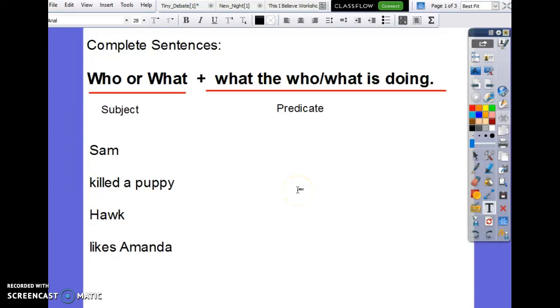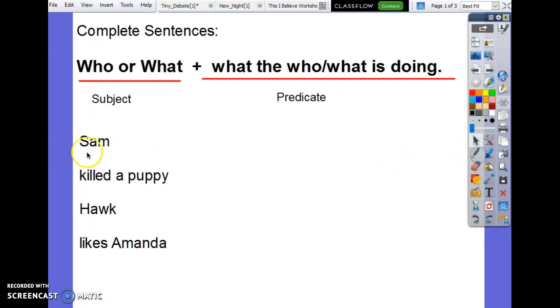Let's talk about complete sentences. Every sentence has to have a subject and a predicate. The subject is the who or the what, and the predicate is what the who or the what is doing. Okay, so for example, Sam can be a subject. So Sam is the who or the what, and you've got to figure out what is Sam doing.